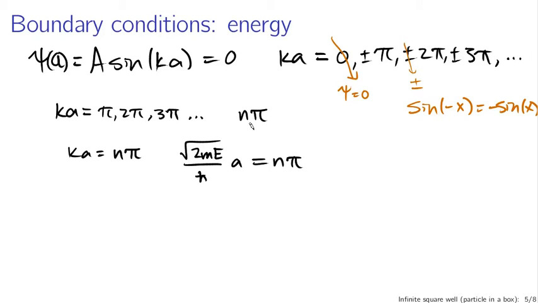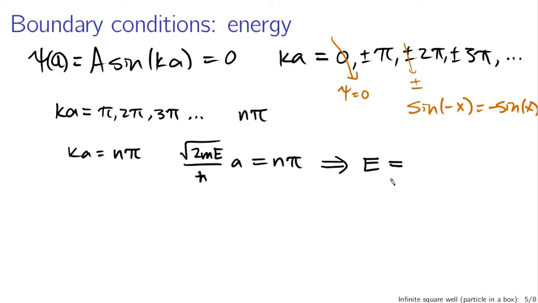This is interesting. We now have integers coming from n here as part of our solution. So we're no longer completely free. We in fact have a discrete set of values. Now a, that's a property of the system. We're not going to solve for that. M, that's a property of the system. H bar, that's a physical constant. The only thing we can really solve for here is E. So let's figure out what that tells us about E.